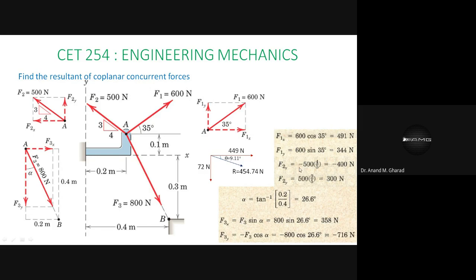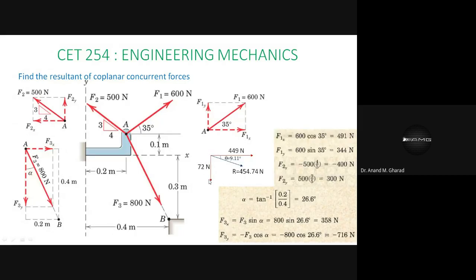Is it equal? Similarly, if I want to calculate the summation of force in the y direction, F1y is plus 344. This is again plus 300, but here you can see this is minus 716. So the final value came out to be minus 72. Okay, so what does minus 72 mean?